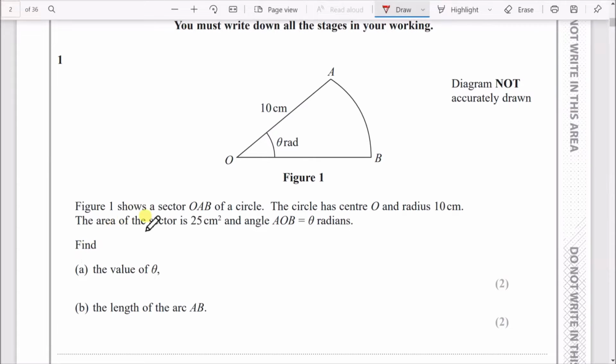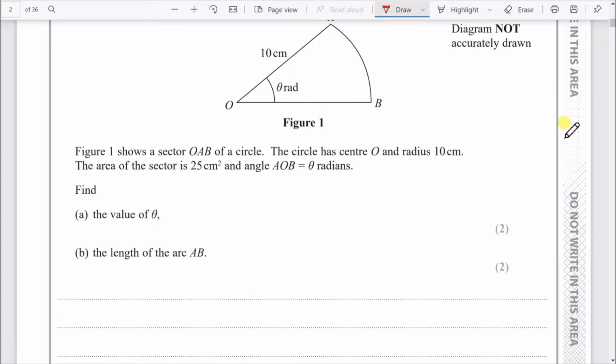Figure 1 shows a sector OAB of a circle. The circle has center O and radius 10. This sector has an area of 25 and the angle is theta radians. They want us to find the value of theta, so this angle, plus the length of the arc AB. So the arc is here, A to B.